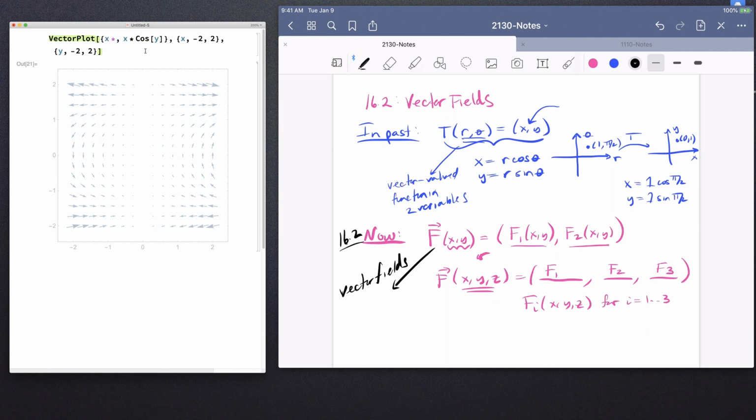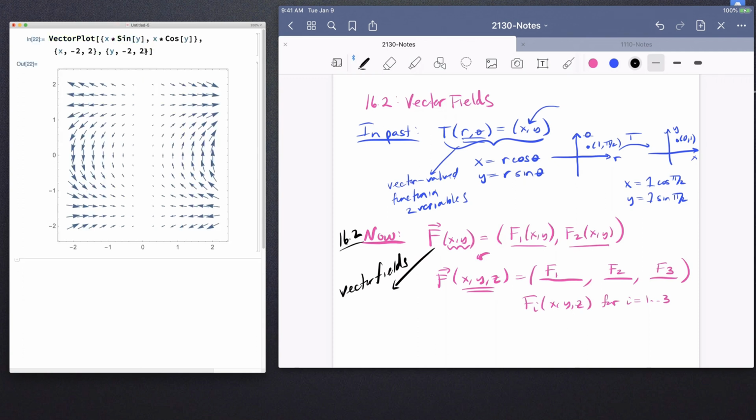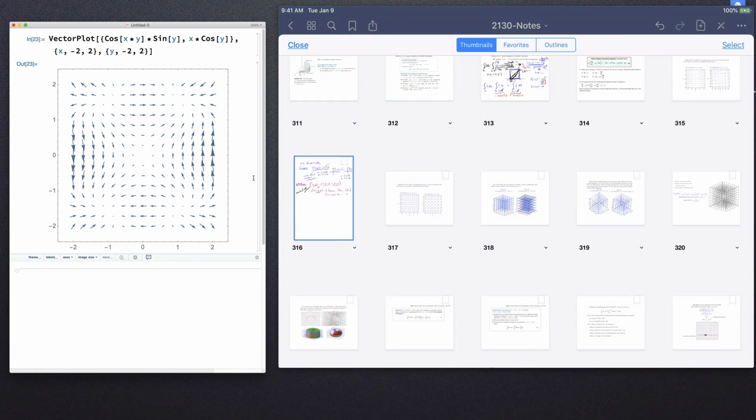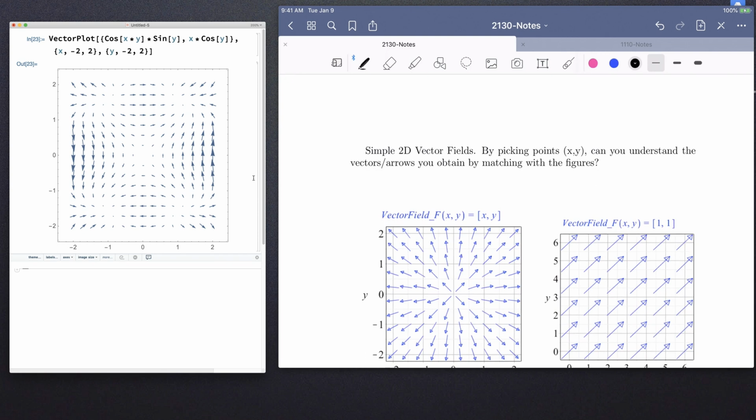So if you wanted x times sine of y, you could see what would happen, or you could make, like, cosine of x times y. Right? Any functions that you want there, and you start to get interesting shapes that happen. Okay, so let's dig in a little bit to vector fields and look at some special cases.